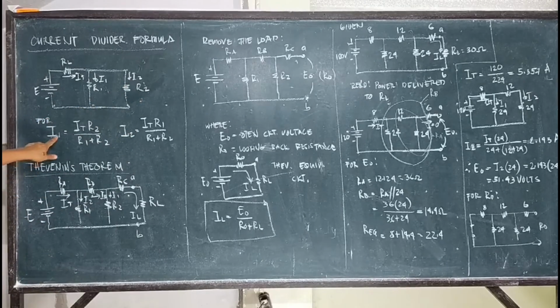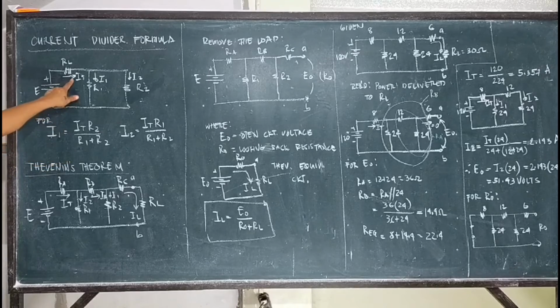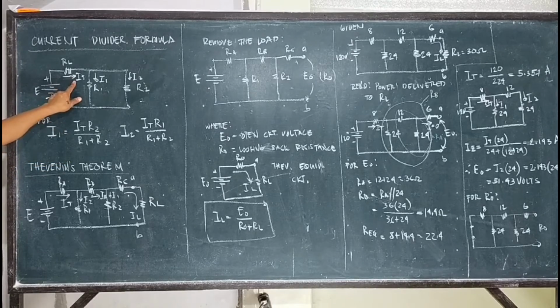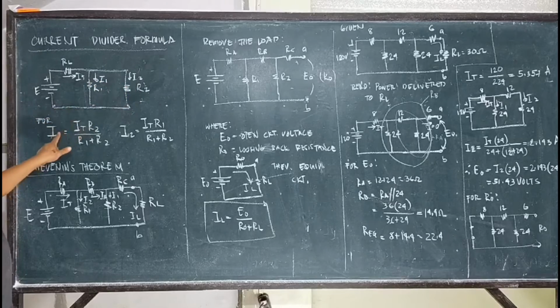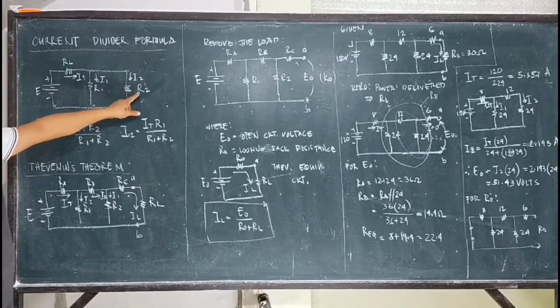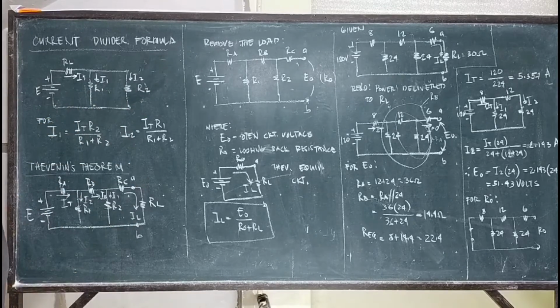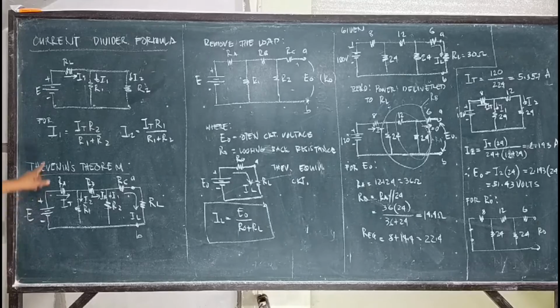For branching current I sub 1, this is equal to the total current IT multiplied with the resistor on the opposite branch. This is the opposite branch of I1, which is R sub 2, divided by the sum of the two resistors connected in parallel. The same is true with I sub 2.